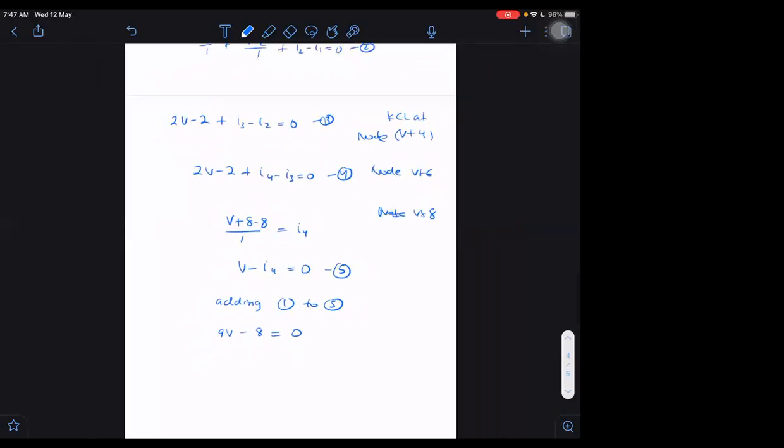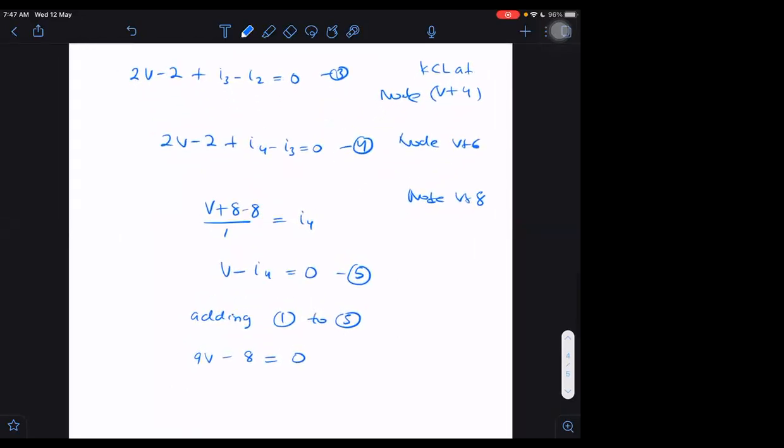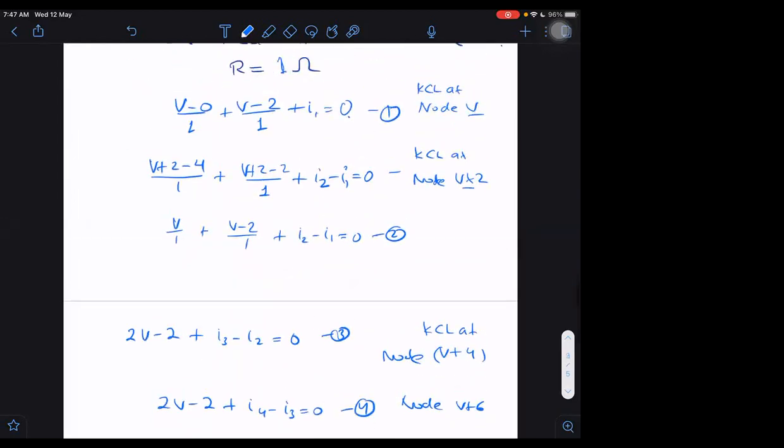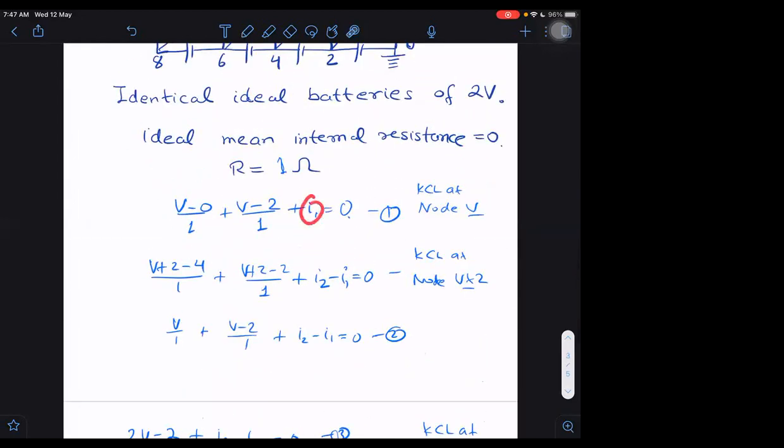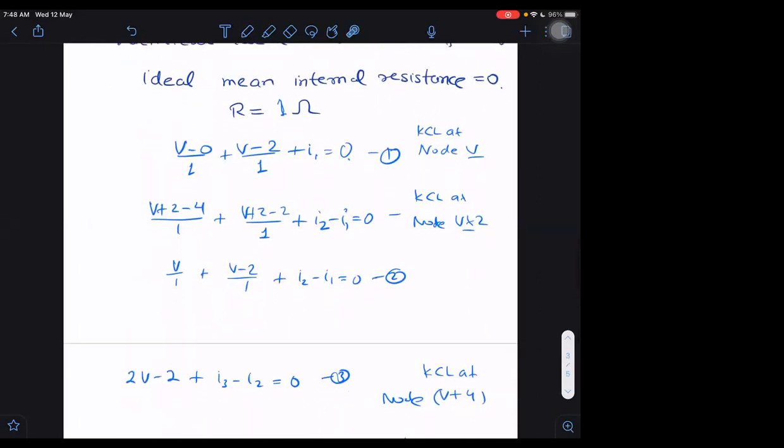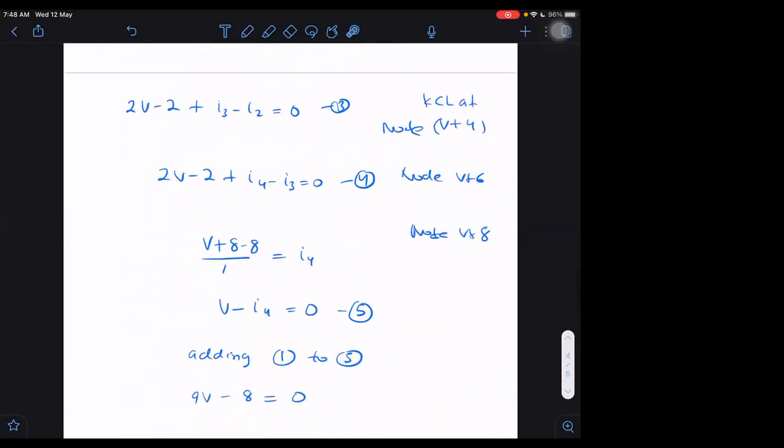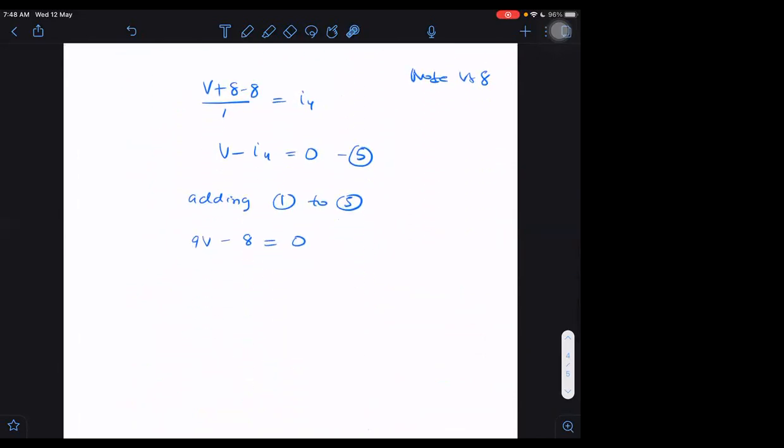Is I1 cancelling, sir? I1 cancels between the first and second equations. Yes, sir, all are cancelled now. Actually, there was a problem in cancelling I4, but that is also cancelled because of the last equation, the fifth node. So every equation gets cancelled.